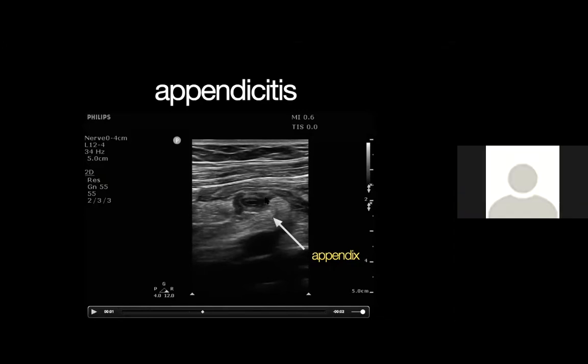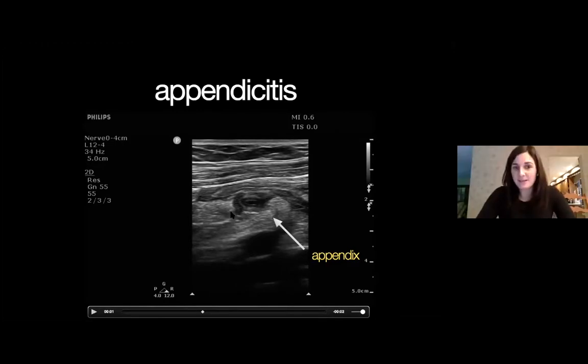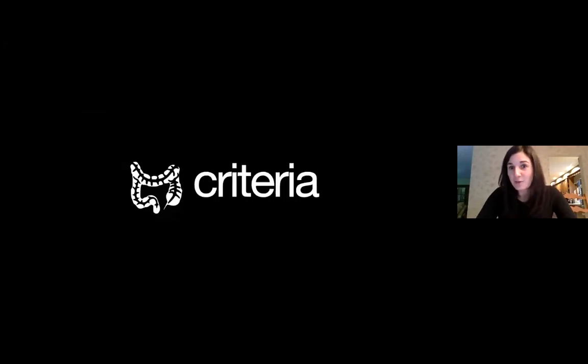It's quite thick. And that's tough again, because there's a lot of fat stranding around it. But this is clearly enlarged. And if I were to take the measure now, I can't measure, but it's almost a centimeter. And we're actually coming to the criteria.